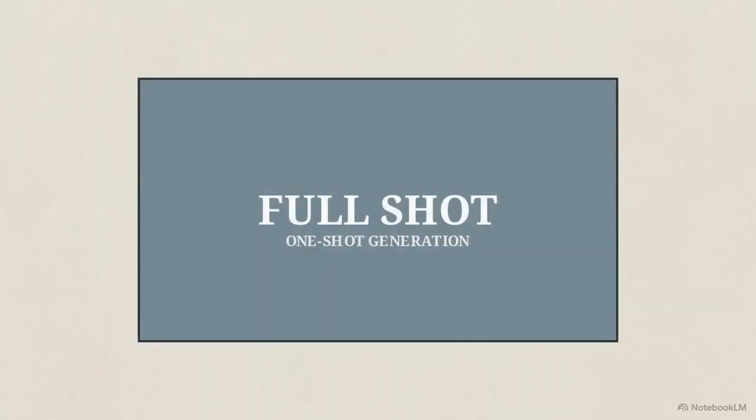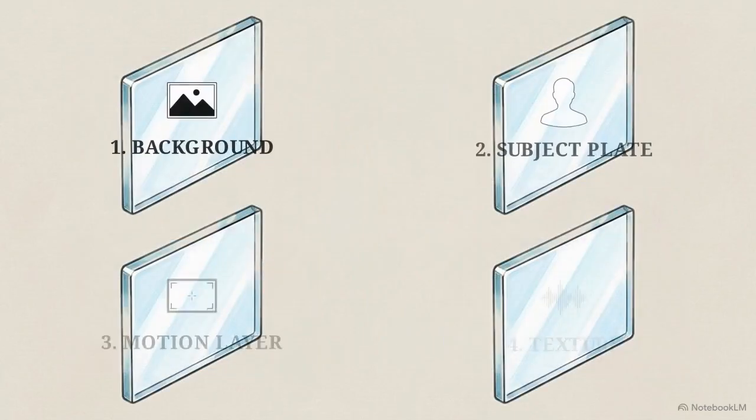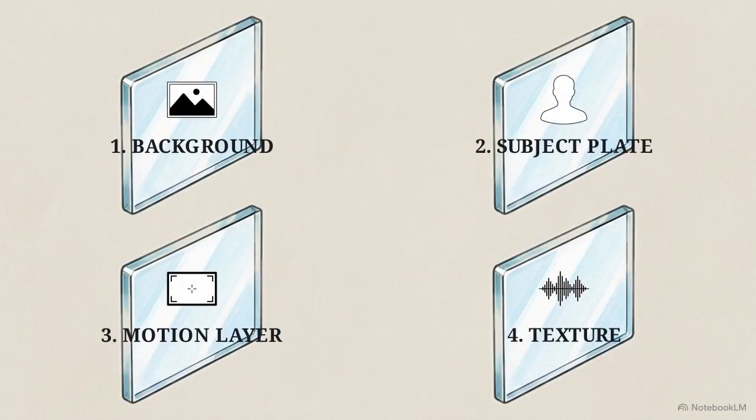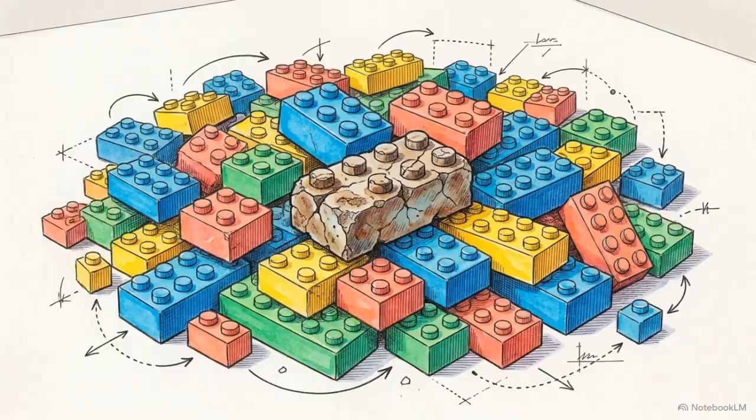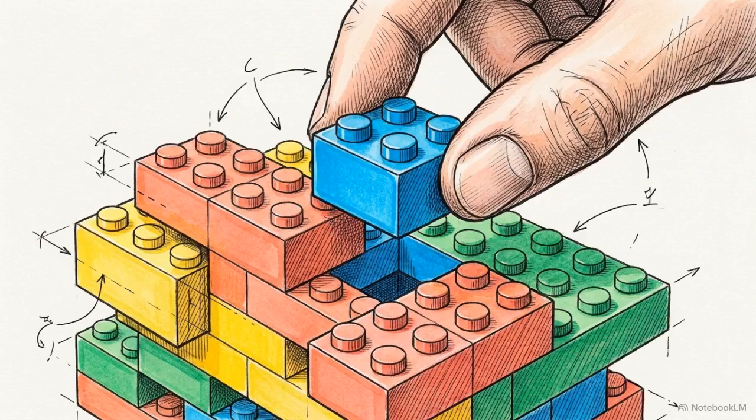To gain control over this process, we have to rethink the output. Stop generating full shots. Start generating isolated elements. By deconstructing a scene into separate pieces, a broken generation stops being a total loss. It becomes a usable asset, giving you deliberate control over every frame.